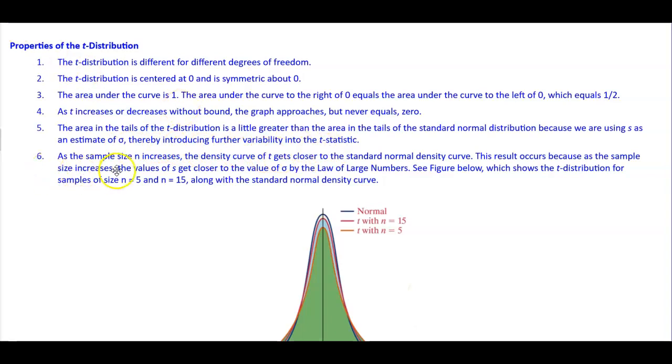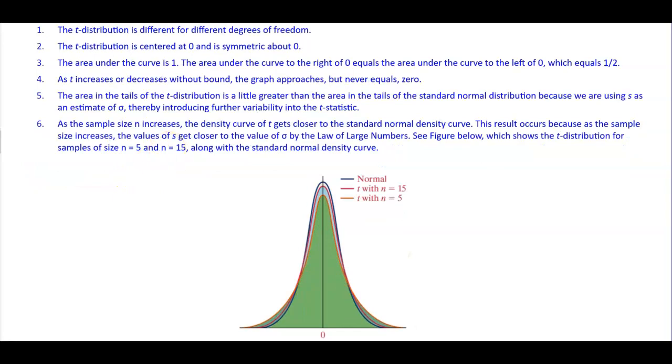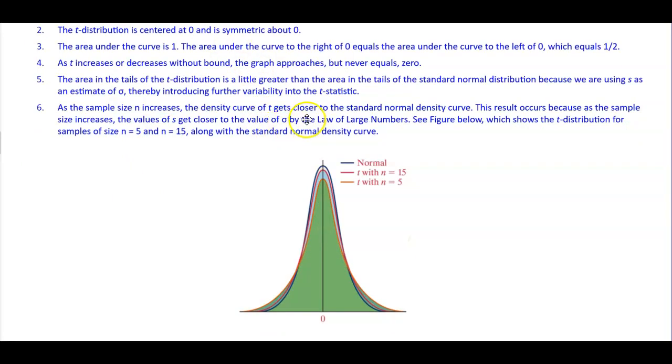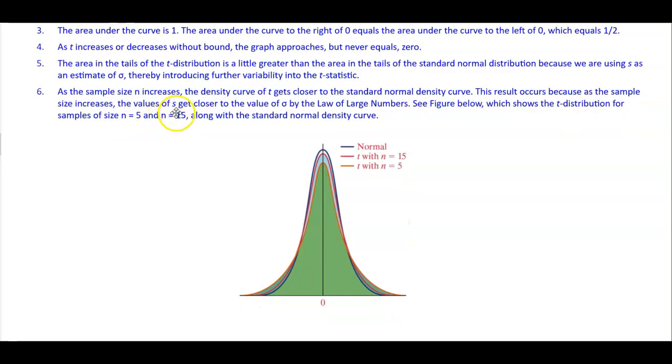Number 6. As the sample size n increases, the density curve of t gets closer to the standard normal density curve. This result occurs because as the sample size increases, the value of the sample standard deviation gets closer to the value of the population standard deviation by the law of large numbers.